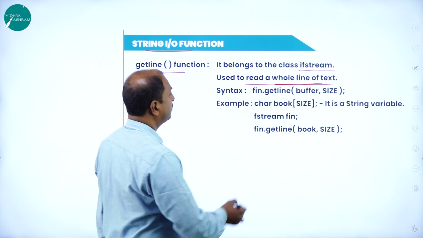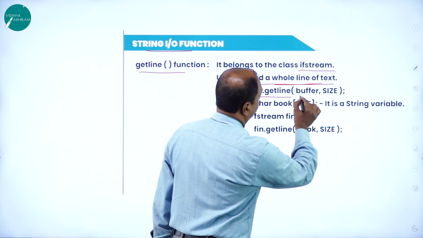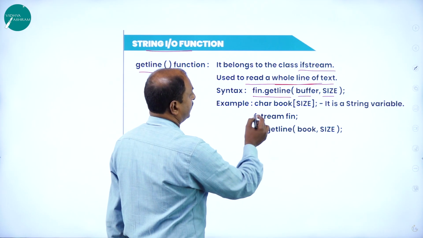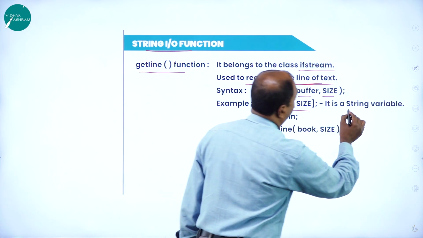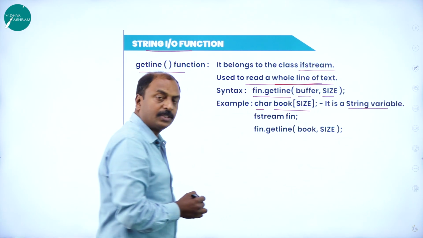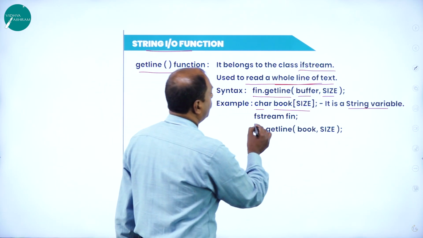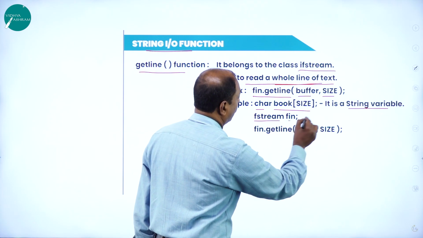And the syntax is fin.getline(buffer, size). This is an example: char book[size], and it is a string variable. Here book is a string variable. fstream is a class and fin is an object.